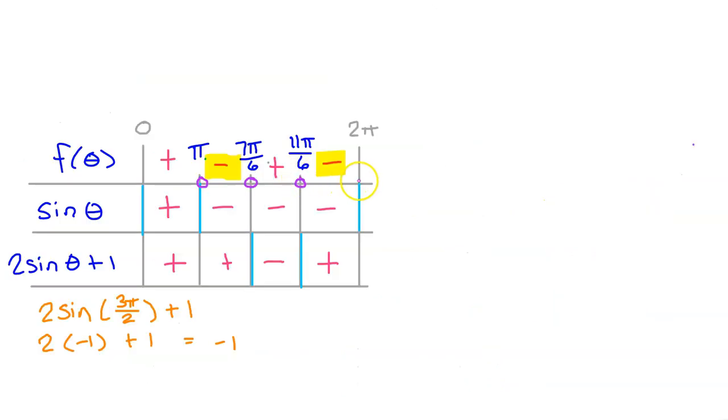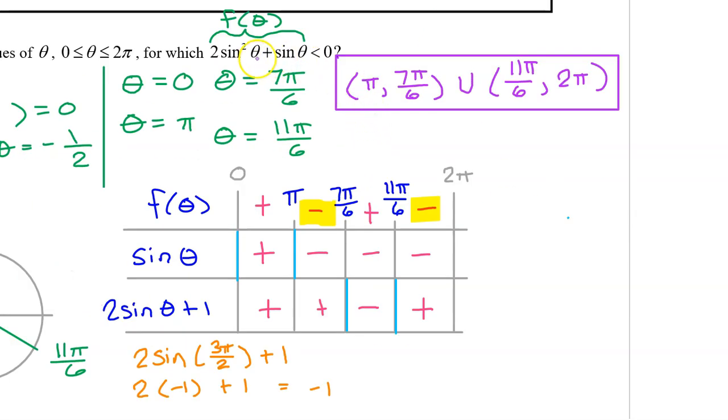I like to record the solution on the number line before writing the final answer. The values of theta that satisfy this inequality fall on the interval from pi to 7 pi over 6, union 11 pi over 6 to 2 pi.